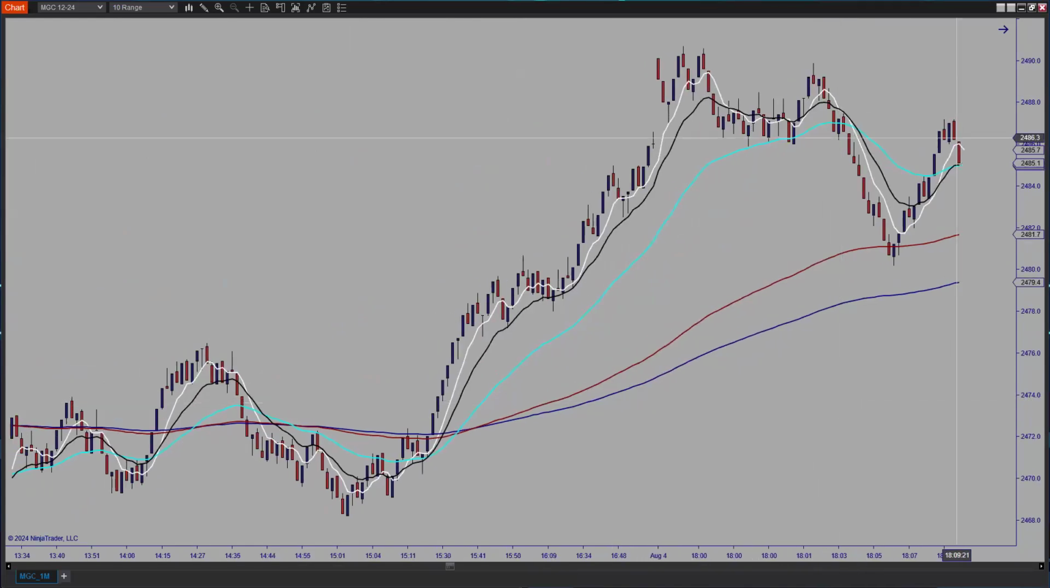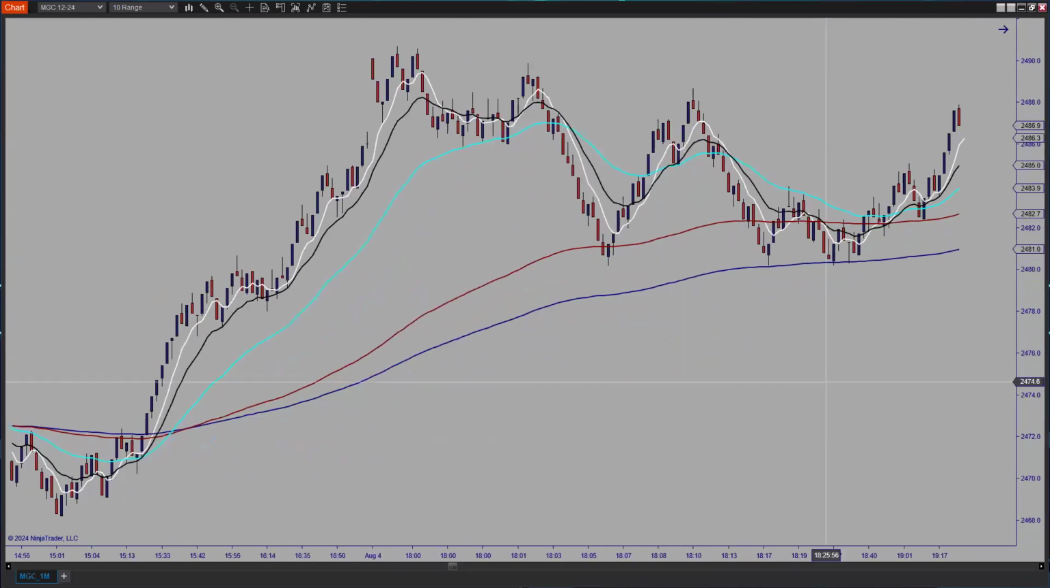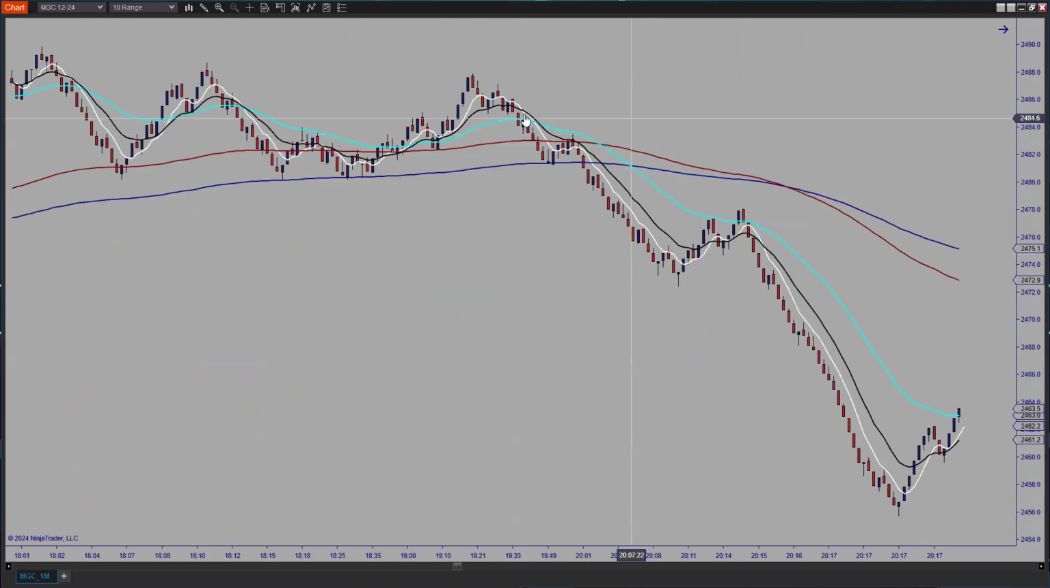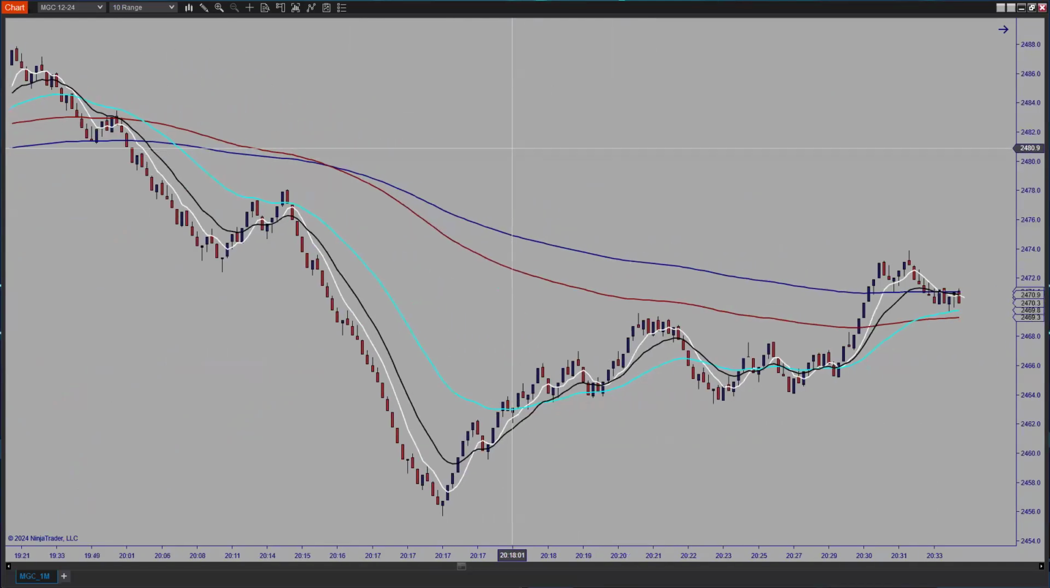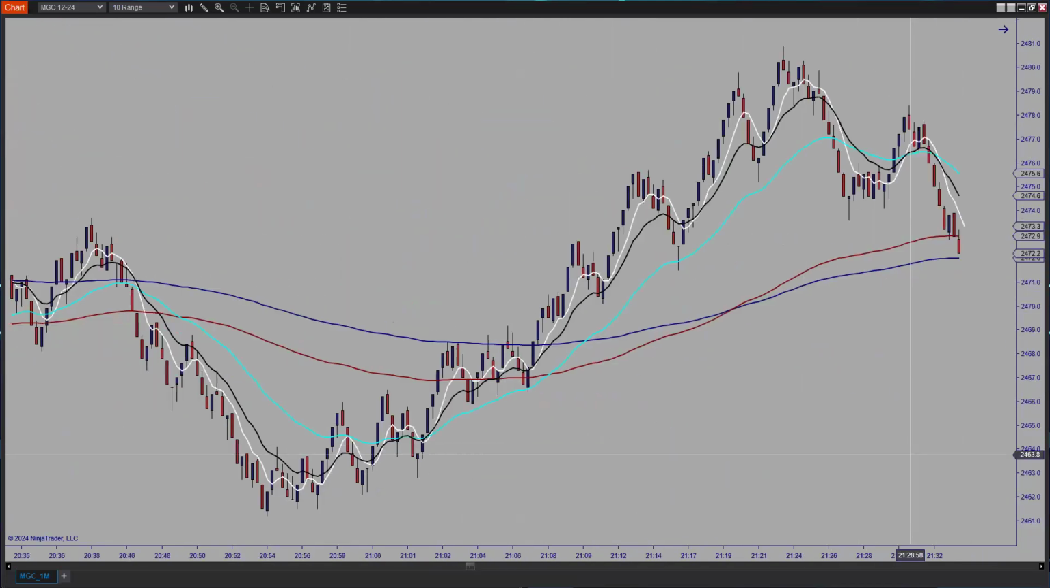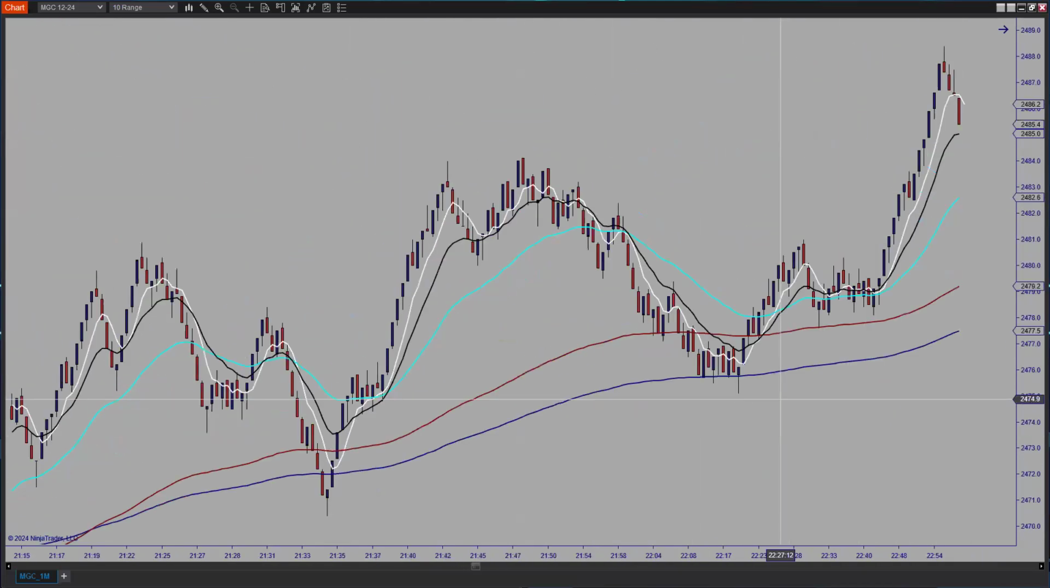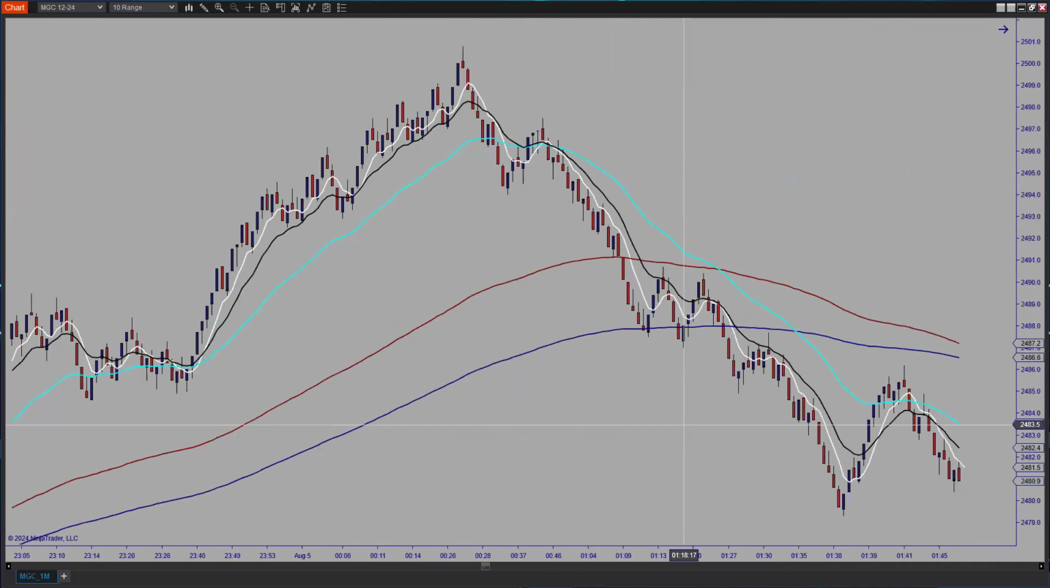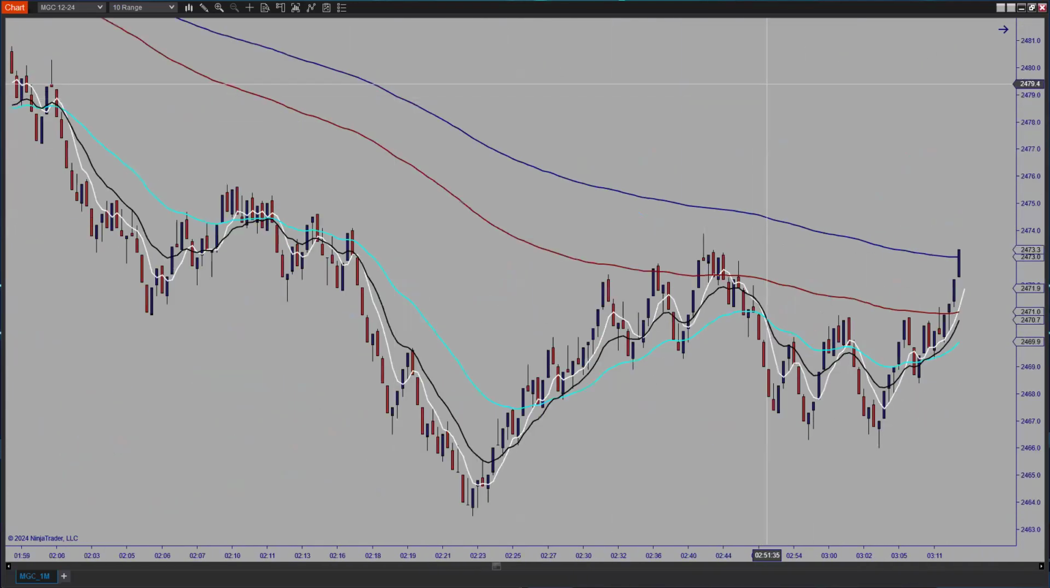So this one would have been valid, except it's 6 o'clock at night, so we wouldn't trade it, but that was a clean look. Let's see if we can find one more trend, and then we'll move on to the scalps.